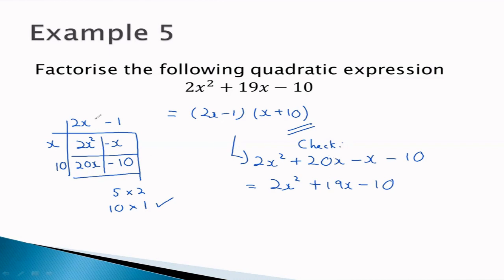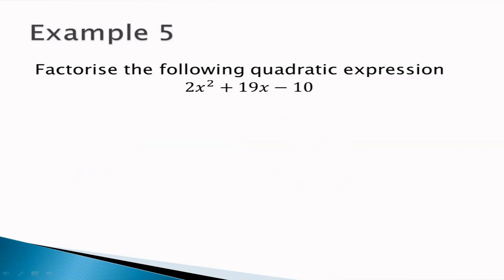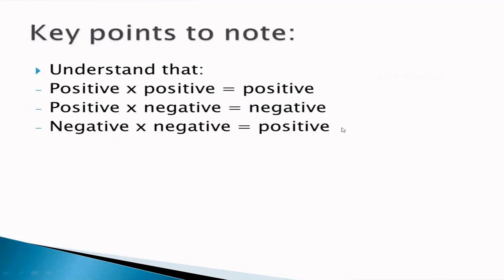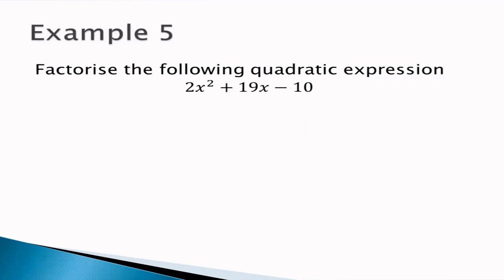Okay? So now, to summarize, there are some key points to note. You must understand that a positive number times a positive number will give you a positive number. A positive times a negative number will give you a negative number. And a negative times a negative number will give you a positive number. So check carefully what is the number you have. For example, look at this, minus 10. You must understand that it is minus 5 times 2 or minus 2 times 5. It cannot be a positive times a positive or negative times negative.